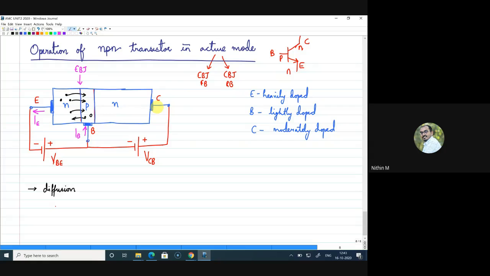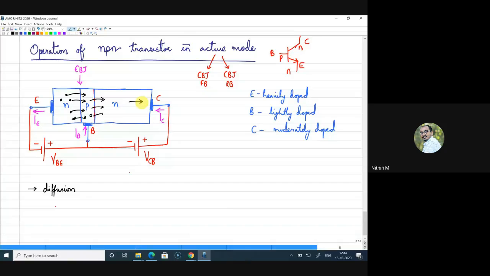So the current, since the electrons are moving in this direction, we will represent the current direction here as this. This is IC. All right, so this is what happens. From base to collector, there will be a movement of charges, and that will be further here.